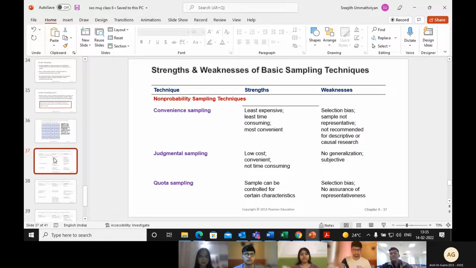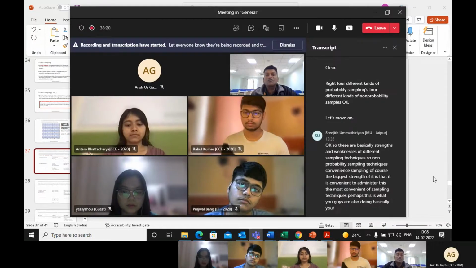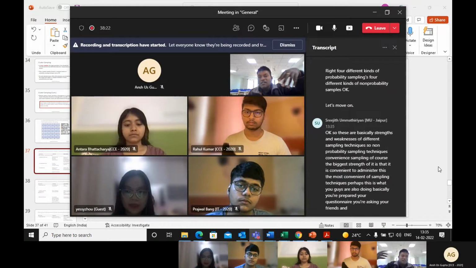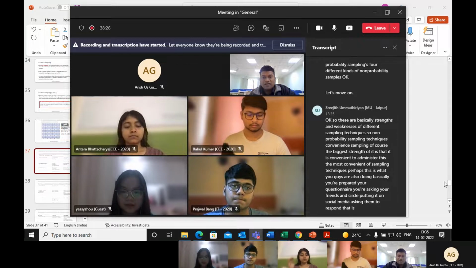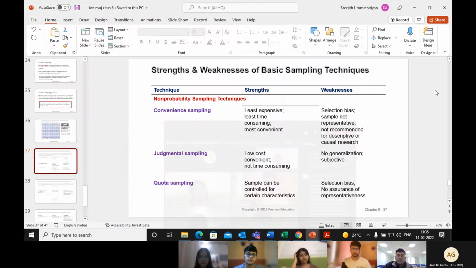Okay, so these are basically strengths and weaknesses of different sampling techniques. So for non-probability sampling techniques, convenience sampling, of course, the biggest strength is that it is convenient to administer. It is the most convenient of sampling techniques, perhaps this is what you guys are also doing. Basically, you've prepared your questionnaire, you're asking your friends and circle, putting it on social media, asking them to respond. That is convenience sampling, right? It is the easiest to administer, least expensive, least time consuming, most convenient.